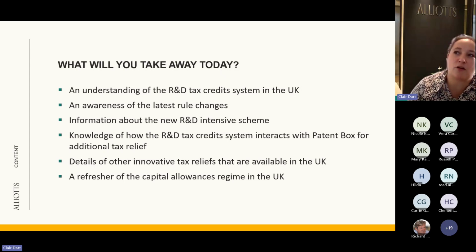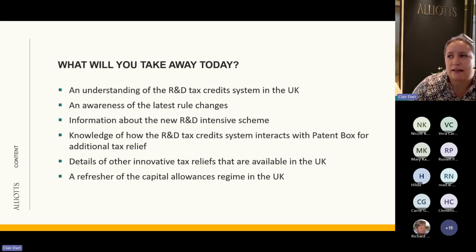We're also going to look at an awareness of the latest rule changes. So there have been numerous changes over the last couple of years, and they keep tweaking it. So there are a few changes to get to grips with in different periods that those changes come into play. We're going to look in detail at the new R&D intensive scheme because this is hugely valuable, especially to a lot of SMEs. So we'll look at that in a bit more detail.